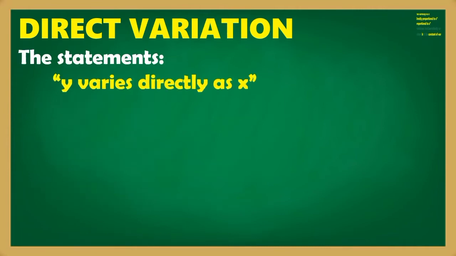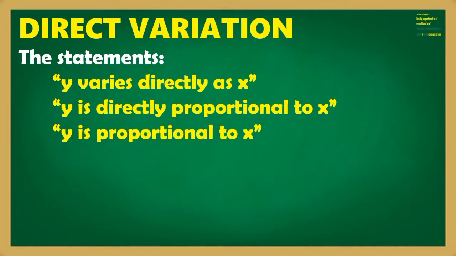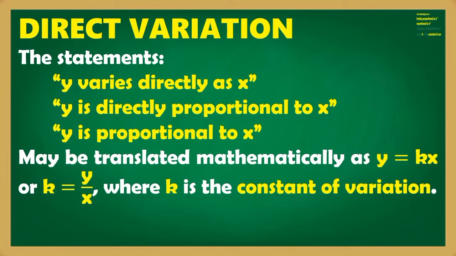The statements y varies directly as x, y is directly proportional to x, y is proportional to x, may be translated mathematically as y is equal to kx or k is equal to y over x, where k is the constant of variation. So the main formula for direct variation is y is equal to kx. We have a constant value k that is multiplied to x. And to get the constant of variation k, just simply divide y by x. Make sure the answer we get is constant. Otherwise, it is not a direct variation.